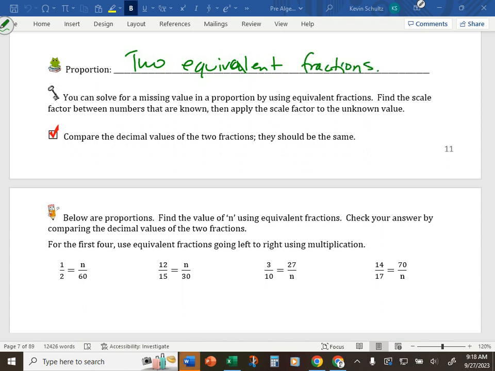So the reason why we wrote all those equivalent fractions up above is that you were essentially making proportions. I'll rewrite equivalent so you can see how to spell it. Two equivalent fractions. Okay? You were writing proportions up in the top section because you were writing equivalent fractions. It's exactly the same thing. But equivalent fractions lead us to what's down below here.